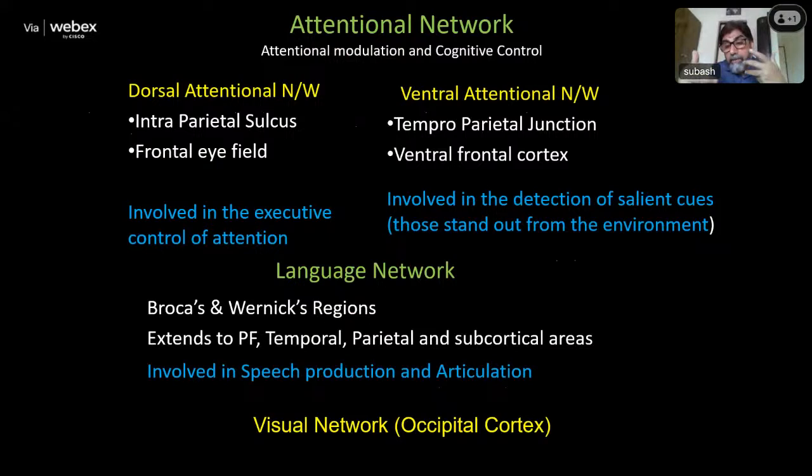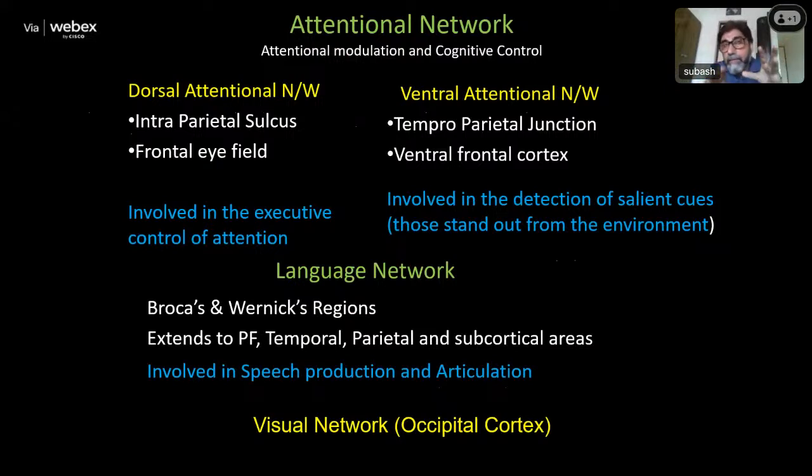Then we have the visual network, which is the occipital cortex, which I said is responsible for vision. This also has different regions within the visual cortex, which give you color discrimination and all that. All of that is stored in the visual networks.